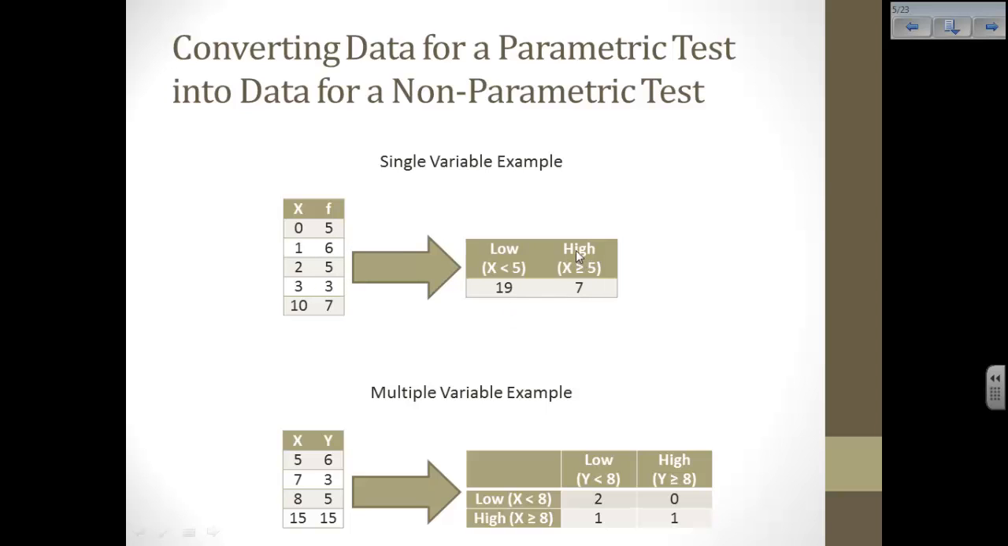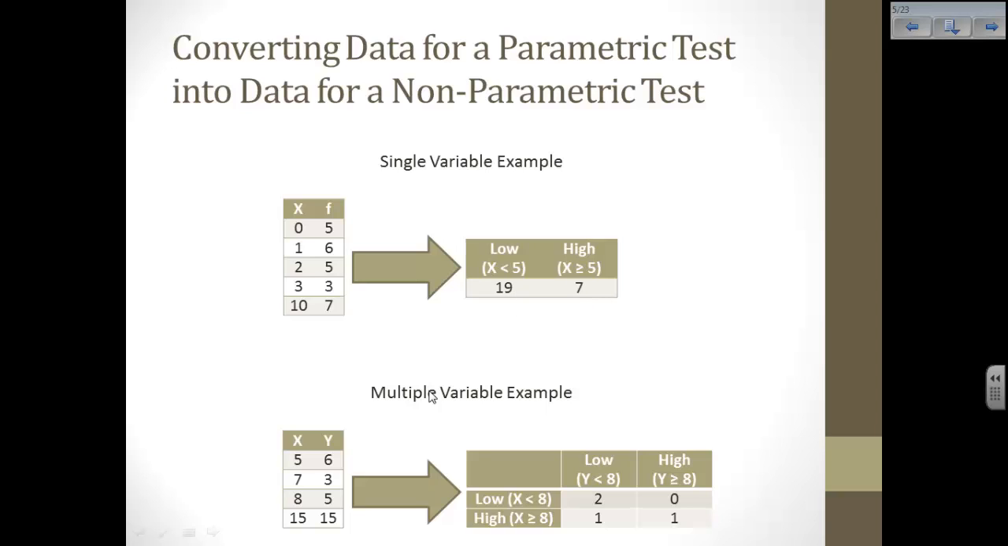And then we will count somebody as high if they have a value of X greater than or equal to 5. 10 is the only value in our data set that's greater than or equal to 5, and 7 people have that value. So there we go. One way to check your work if you're doing something like this is to find the sum of f and make sure that it equals the sum of all the frequencies in your categories here.